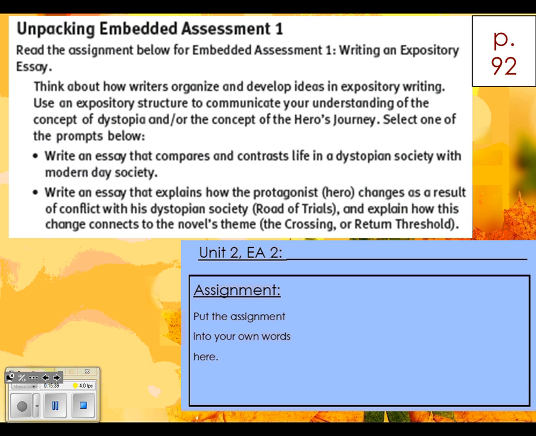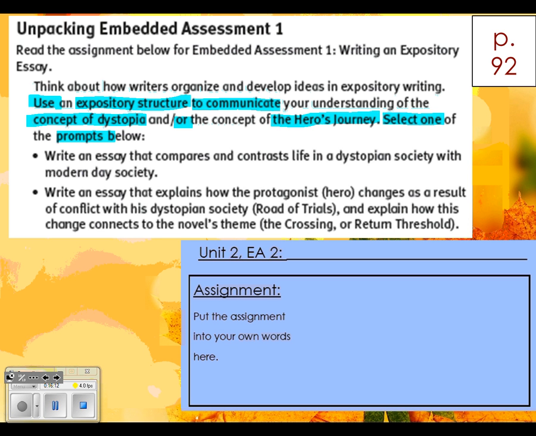So what I'm going to ask you to do is go ahead and make these markings for me. This is the bulk of your actual assignment. You're going to be using an expository structure to either speak in regards to dystopia or the hero's journey. Now, the bullet points below that, that's the actual prompt. So you folks are going to pick one of the two prompts to actually write about. Again, they're both based on what has been highlighted in blue at the screen.